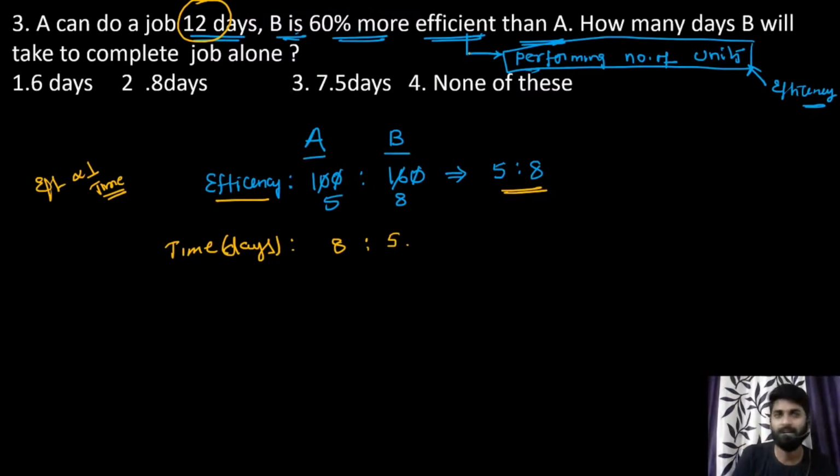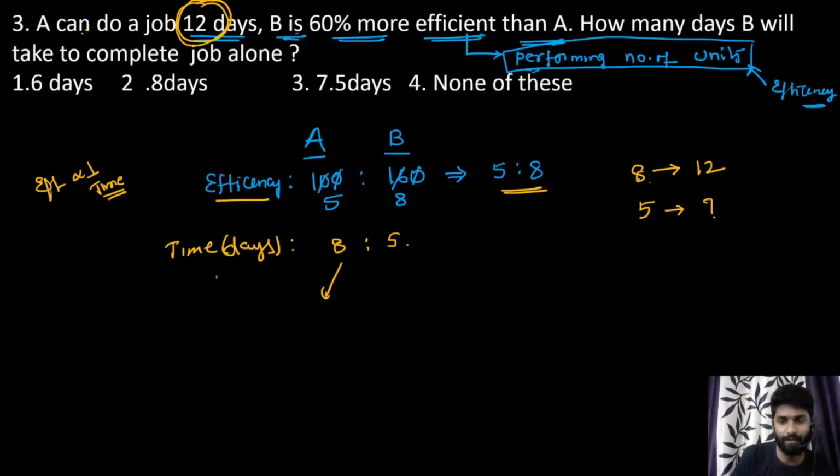Now here the question: A can do the job in 12 days. Clear? A can do the job in 12 days means 8 units is equal to 12 days. That is the day-to-day comparison. If 8 becomes 12, then how many days will B take? 5 units is equal to how much? Efficiency is converted into time, and then you can compare with the original value. What is the original value they gave? A can do it in 12 days.